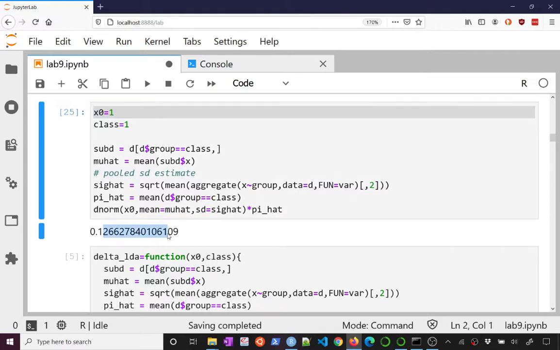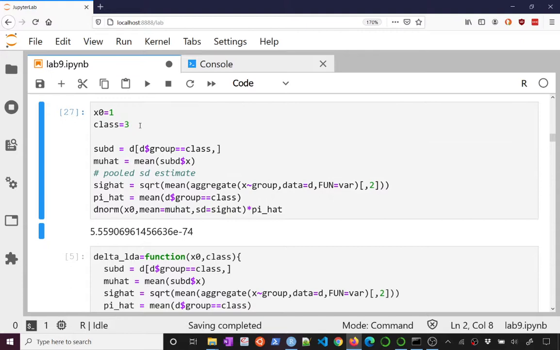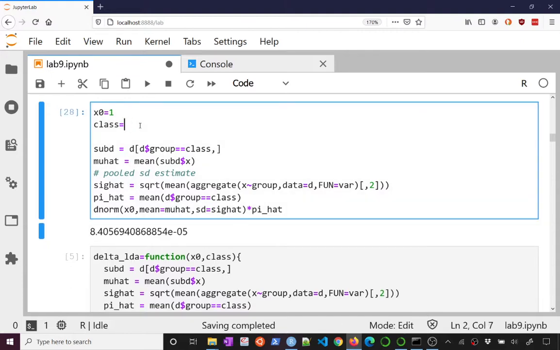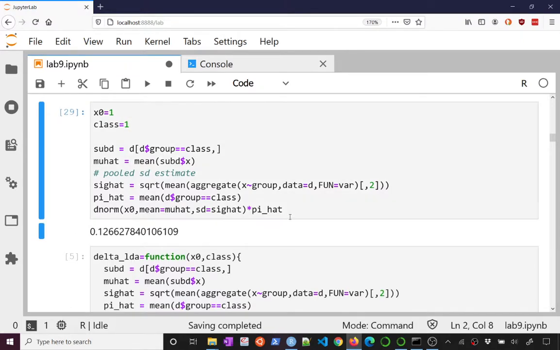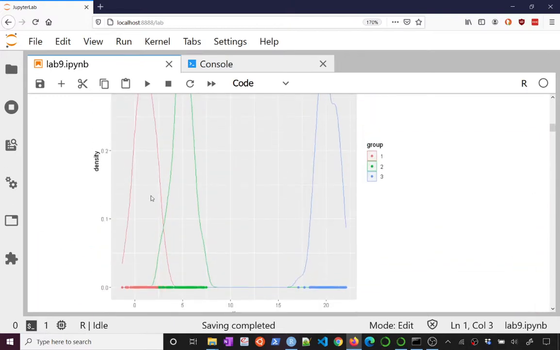And that would be the value for class 1. You can change it to class 2, and it would give me a different value. Class 3 would give me a different value too. You notice the values for class 2 and class 3 are small, and class 1 is high. So our predicted class at 1 would be 1, which makes sense, because if we look at our data, wherever 1 is over here, according to our distribution, that's much more likely to come from group 1 than it is 2 or 3.